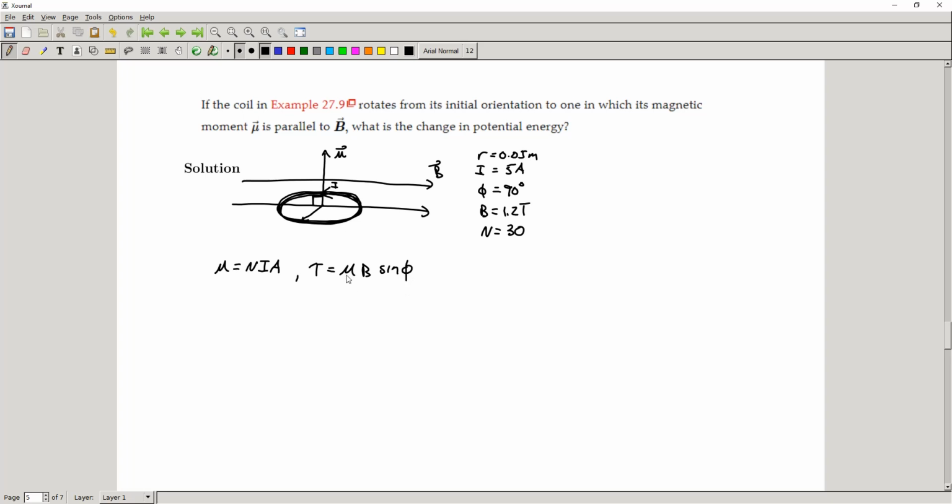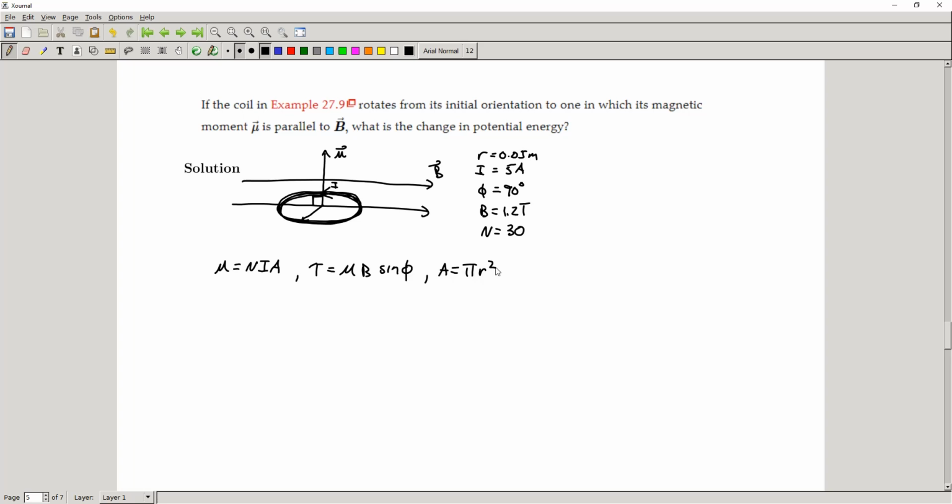And so this is just the magnitude of our magnetic dipole moment, the magnitude of our magnetic field, and the sine of the angle between them. And then A here is just the area of our coil, right? The area that it traces out, or if you were to shade it all in. So our area is actually going to be pi r squared.